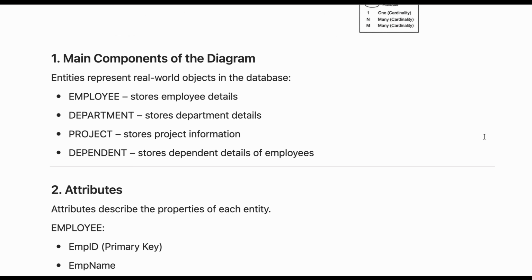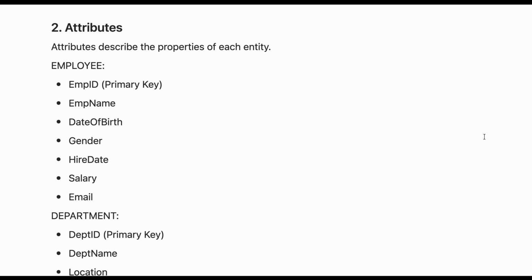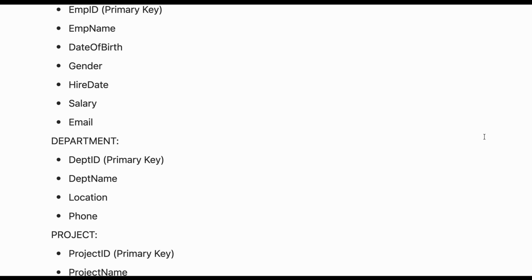Now let's move to the attributes. Attributes describe the properties of each entity. For employee we have attributes like employee ID, which is the primary key, employee name, date of birth, gender, hire date, salary and email. For department, attributes include department ID as the primary key, department name, location and phone. For the project, we have project ID as the primary key, project name, start date, end date and budget. And for the dependent, attributes include dependent ID as the primary key, dependent name, relationship and date of birth.